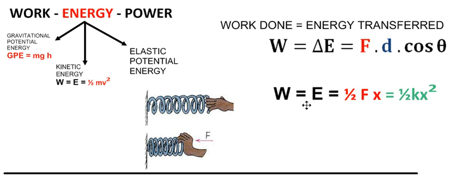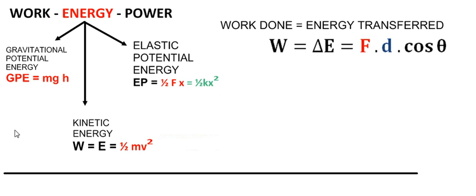We can measure the energy by using the equation work done equals 1/2 Fx, and therefore the energy stored in the spring is also 1/2 F times the compression distance x, or 1/2 kx squared, where k is the spring constant. We shall be looking at elastic potential energy in more detail in a later video.